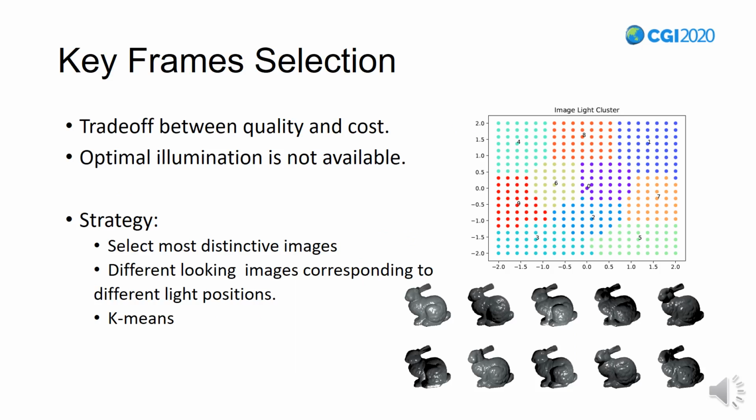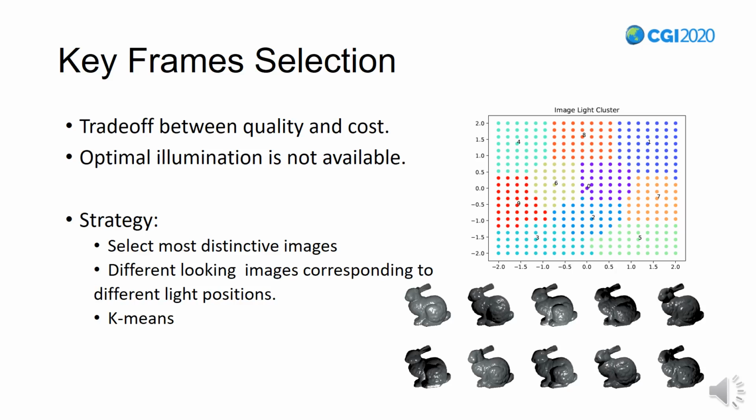And this slide is about keyframe selection. Usually more images captured under different illumination help dissolve ambiguities and achieve accurate reflectance recovery. However, there is always a trade-off between quality and cost. Unfortunately, we do not control the light position. Therefore, optimal illumination is not available for us. Then we decide to directly select images where the target object shows a distinctive appearance.